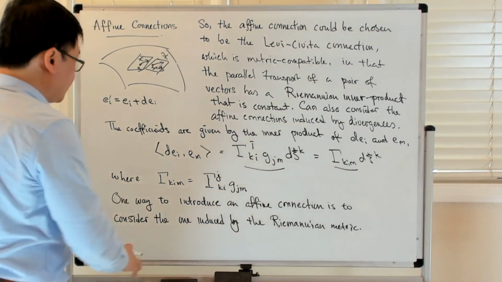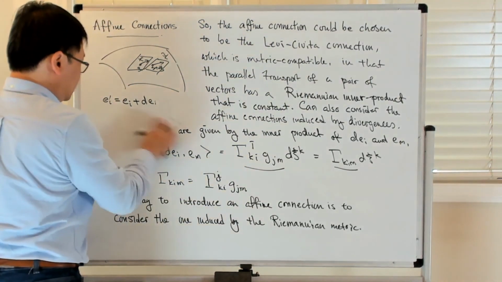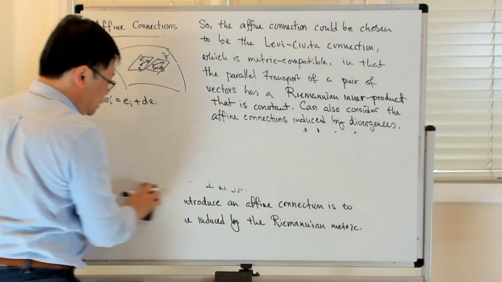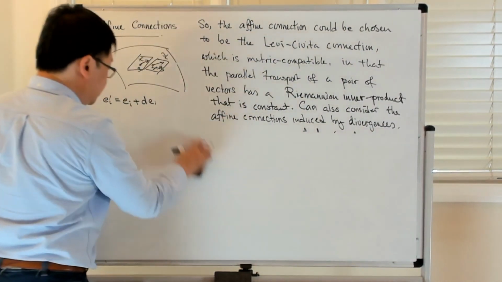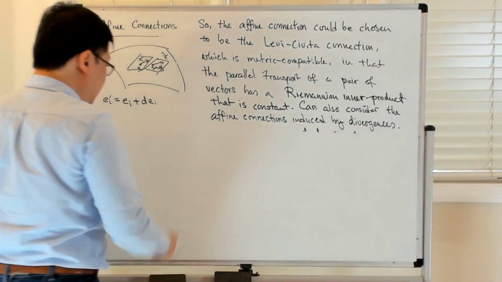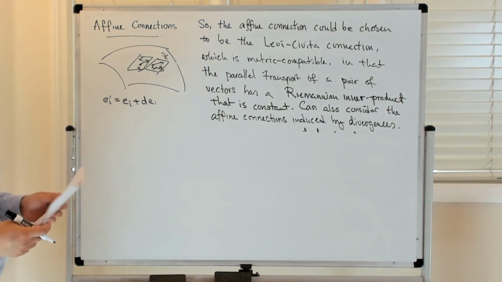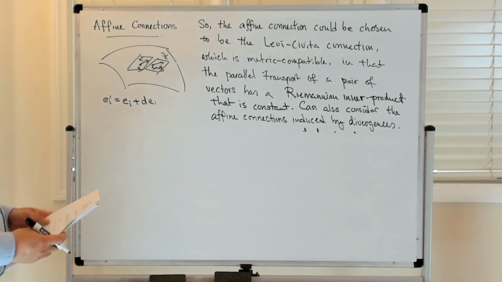Let me go ahead and stop here for now. The next thing we'll talk about are what I call tensors. Tensors are multi-indexed objects which transform in a particular way under a change of coordinates. Okay, let me stop here for now.